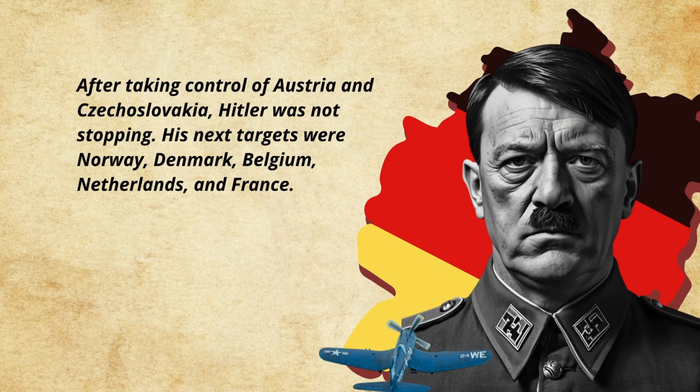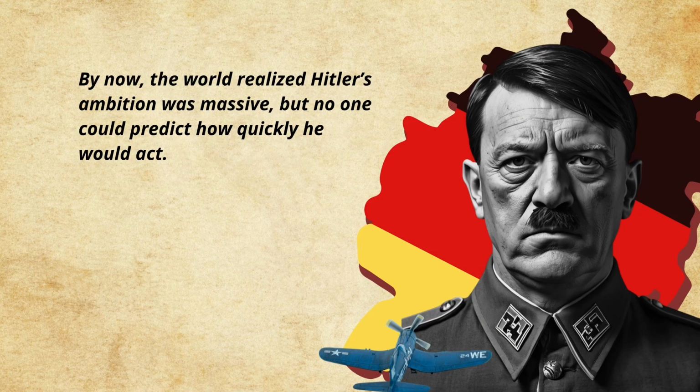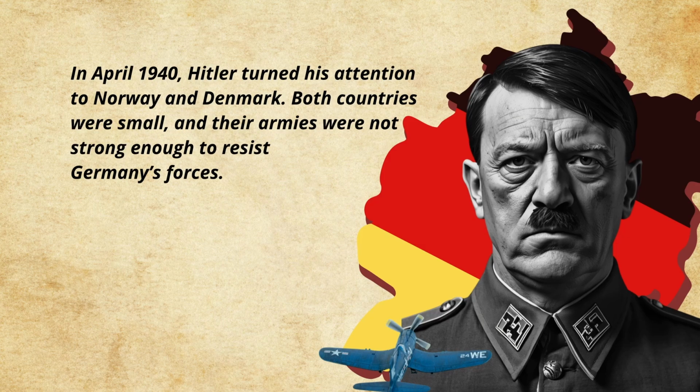After taking control of Austria and Czechoslovakia, Hitler was not stopping. His next targets were Norway, Denmark, Belgium, Netherlands, and France. By now, the world realized Hitler's ambition was massive, but no one could predict how quickly he would act. In April 1940, Hitler turned his attention to Norway and Denmark.